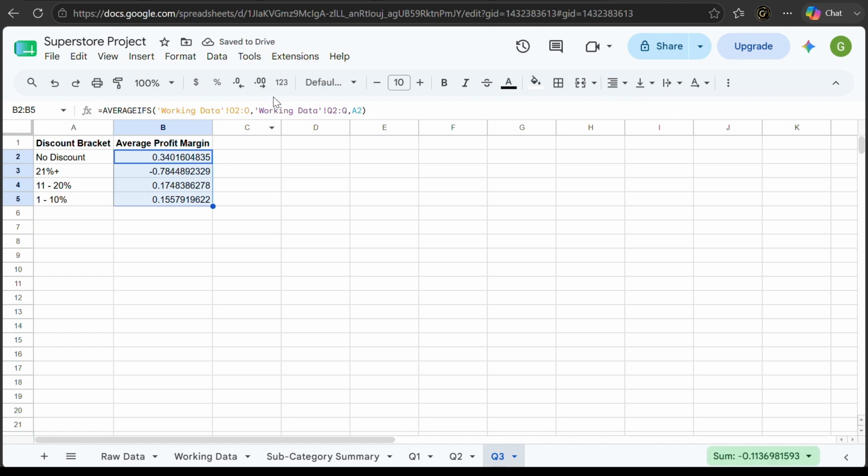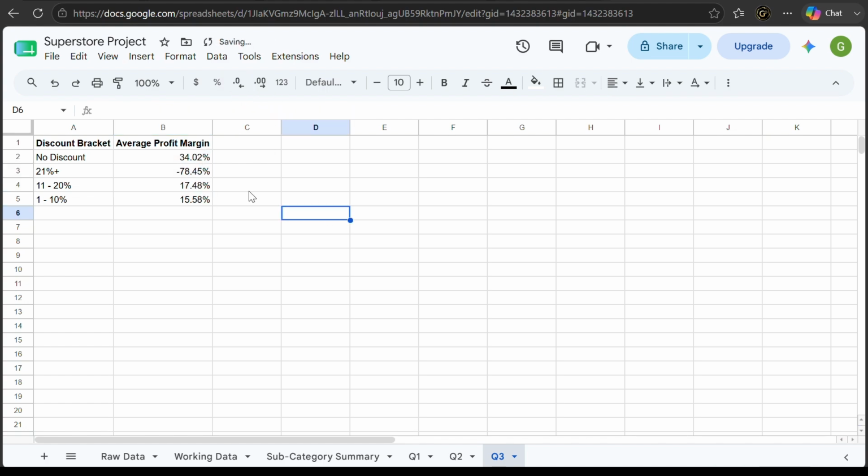I'm going to highlight it. I'm going to change to percentage. So you can see now that when you had no discount, the profit margin was about 34.02%. When you had 11 to 20% discount, you have a profit margin of about 17.48%. For discount bracket of 1 to 10%, you have profit margin of 15.58%.